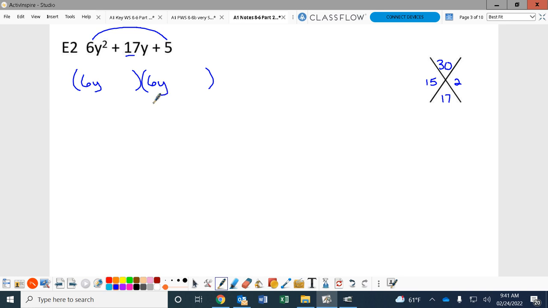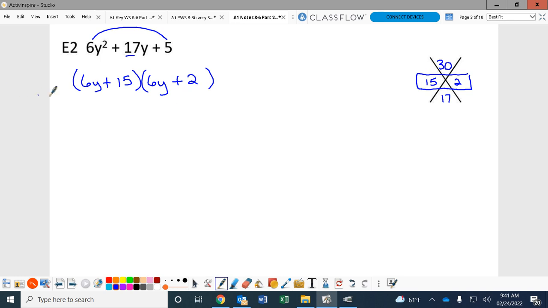At the back of the parentheses, you're going to put your numbers from right here. Since they are both positive, it's plus 15 and plus 2. They would be minus if they were negative. Since we are at the point of doing the GCFs of the binomials, you are going to cancel out any GCFs that you find.